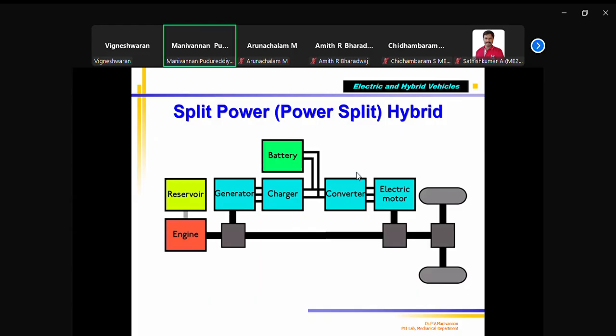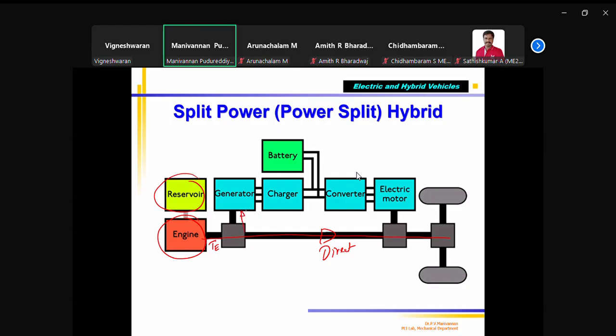Then the third type is called split power or power split. These two names are used synonymously. You can see the picture. You have the fuel tank which gives fuel to the engine. The engine generates torque, T engine, and the engine power can directly go to the wheel. This is a direct path. Engine torque can go directly through the transmission mechanism to the wheel, and also it can go elsewhere.